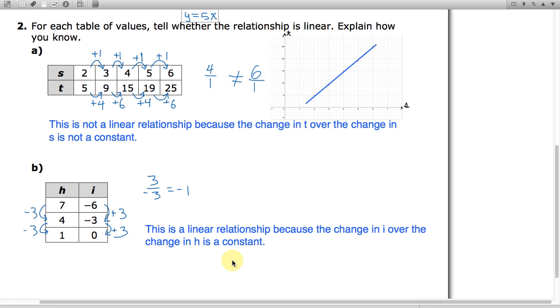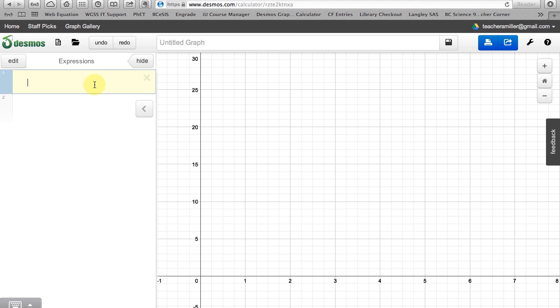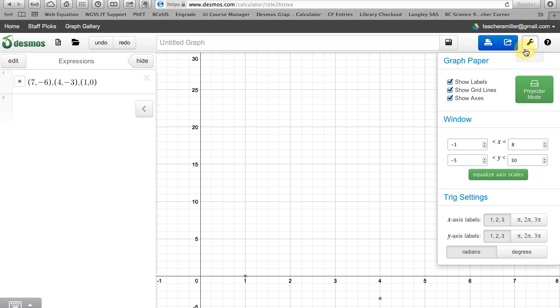So now I could certainly graph those points to show you as well. Let's take a quick look at that. So if I just clear this off and I put on the points that we're looking at, it was 7, -6, and we had 4, -3, and the last point was 1, 0. You'll see that all of these points are on the same straight line. We just need to change the grid a little bit so that we can see all of these points.